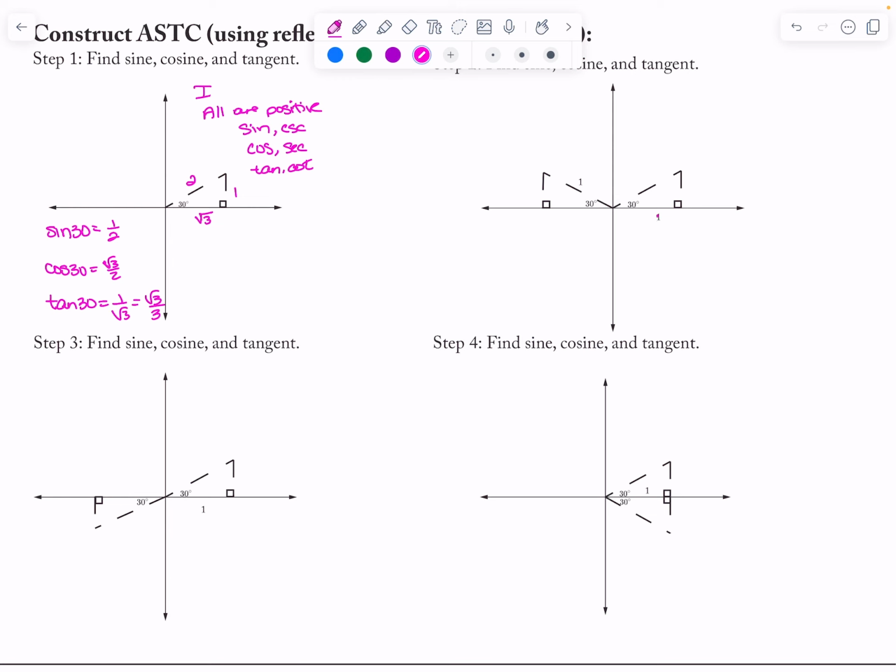I'm going to reflect again. That should have been a root 3. I'm going to reflect again. That should be a 2. And I get a root 3 along the bottom, but that is negative. And I get a 1 across the top, which is positive because I'm still above the x-axis. And then I have my 2.